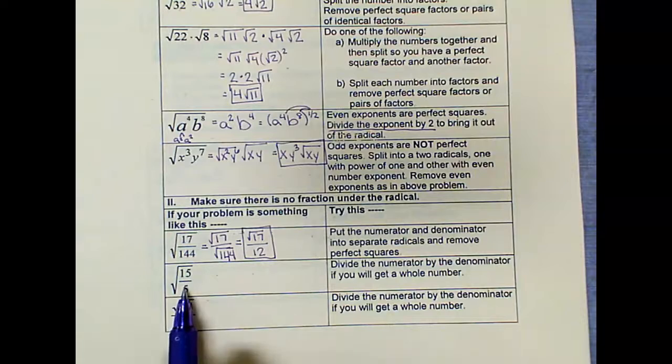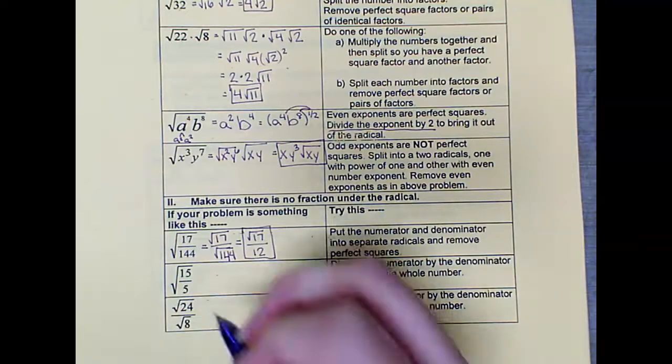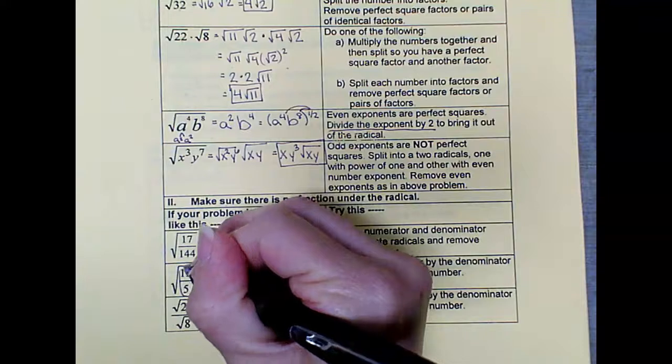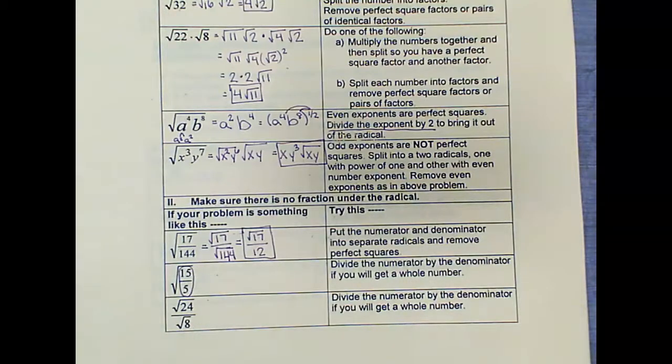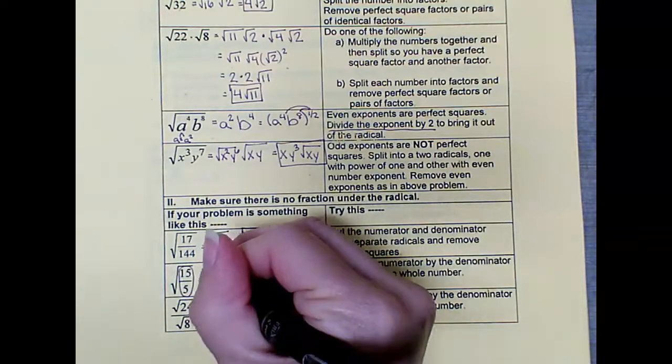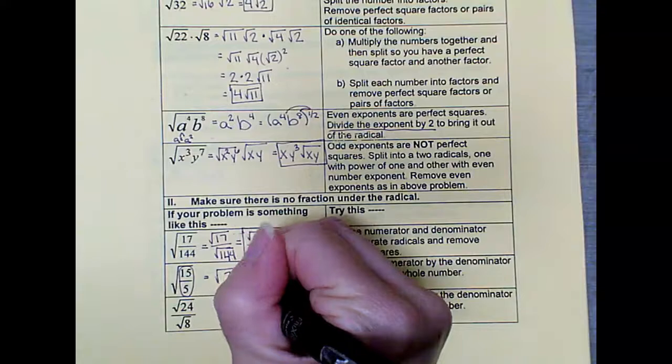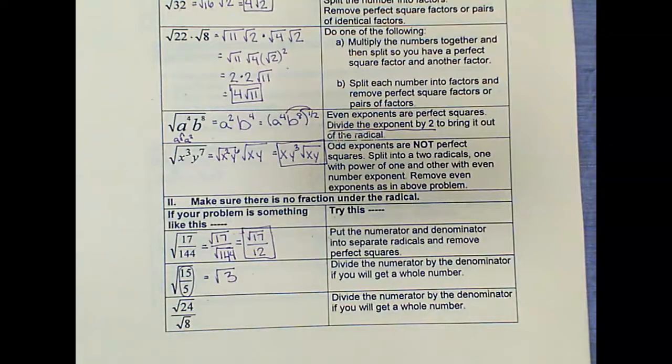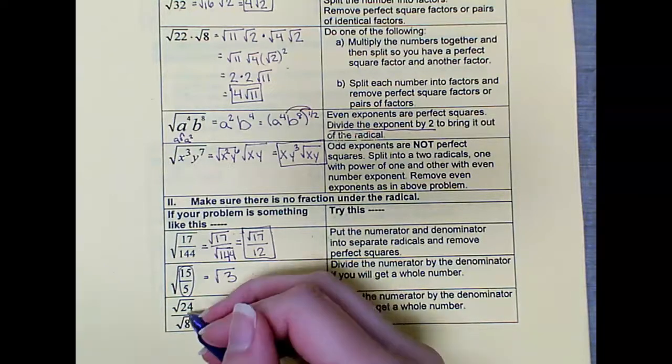Now, problems that look like this, I might want to do the same thing, but I also might want to pay attention to the fraction itself, because 15 divided by 5 is actually a nice integer. It's the square root of 3. And so I really don't have any issue now with fractions under the radical because 15 over 5 is 3. Now, I also have the opportunity to do that here.